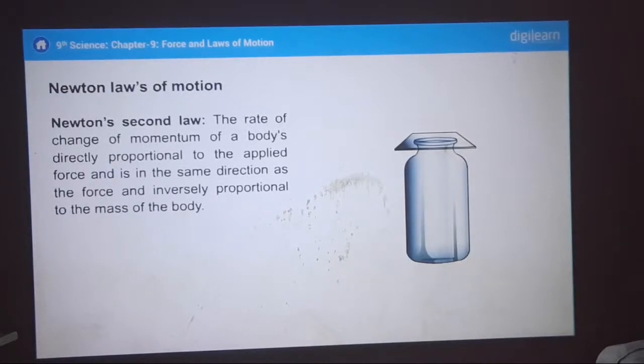Newton's second law of motion. This law states that the acceleration given to a body by force applied to it is directly proportional to the force and is in the same direction as the force and inversely proportional to the mass of the body.